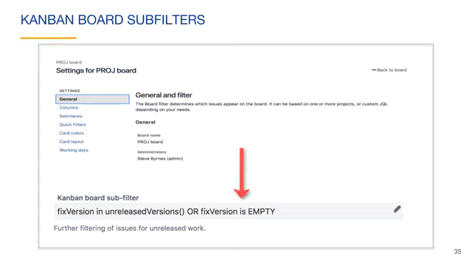The subfilter is allowing any issue with an empty fixed version field to remain on the board, as well as any issues that belong to a version that has not been released. The query is using the unreleased version's JQL function to determine the version status. Any issues with the fixed version value of a version that has a version status of released or archived will not appear on the board. If you also wanted to view all done issues on the board, you could create another board and remove this subfilter.